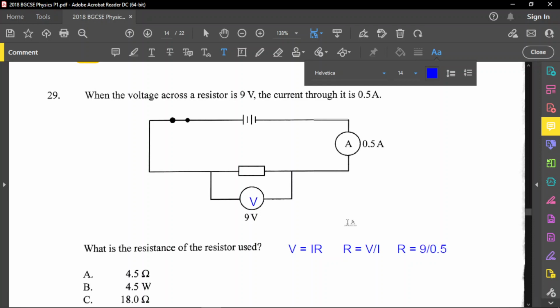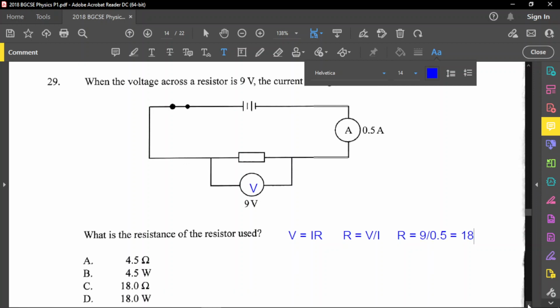And any number divided by 0.5 is twice that amount. So let's say this is equal to 18. All right. And it's going to be in ohms. All right. So it is ohms. Resistance is measured in ohms.